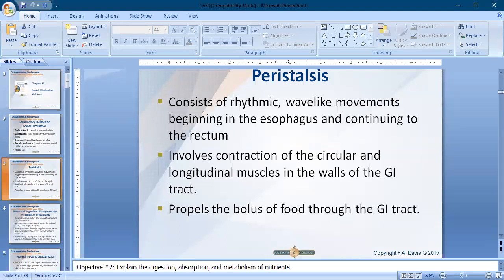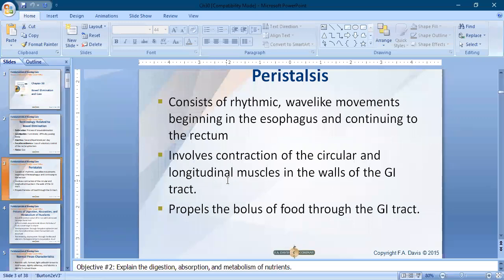The peristalsis. When we eat something, food passes from the mouth to the esophagus, from the esophagus to the stomach, and from the stomach to the first part of the duodenum and the small and large gut. How is food moved forward? Because of peristalsis movement, right? This movement consists of rhythmic wave-like movement beginning from the esophagus and continuing to the rectum. So it involves the contraction of circular and longitudinal muscle.